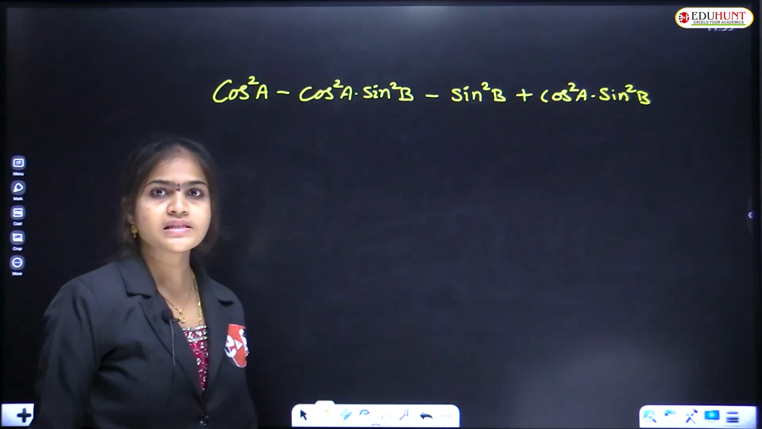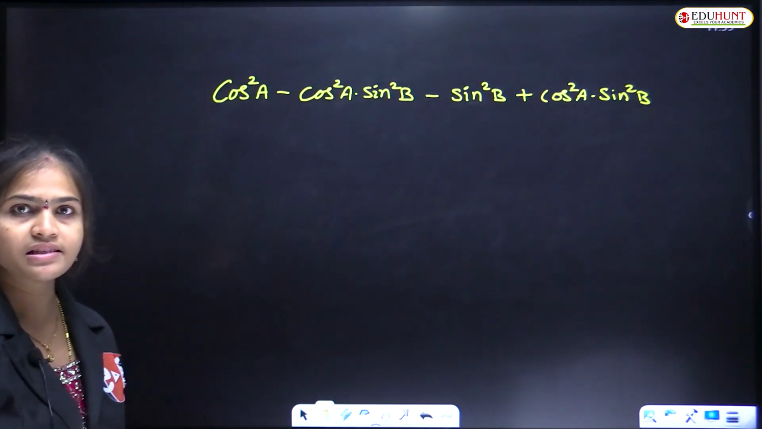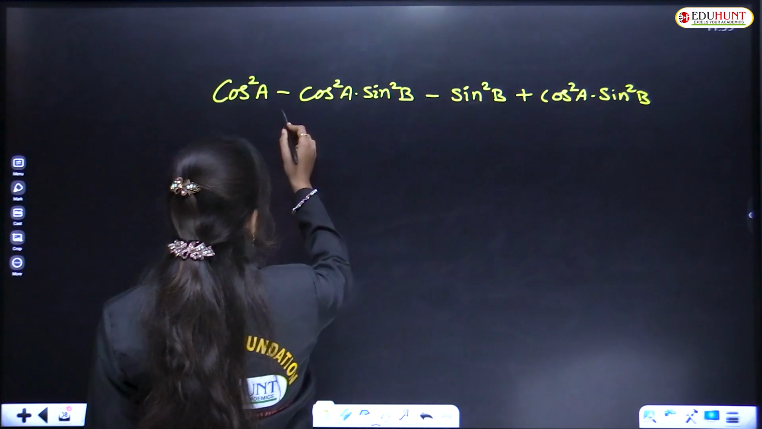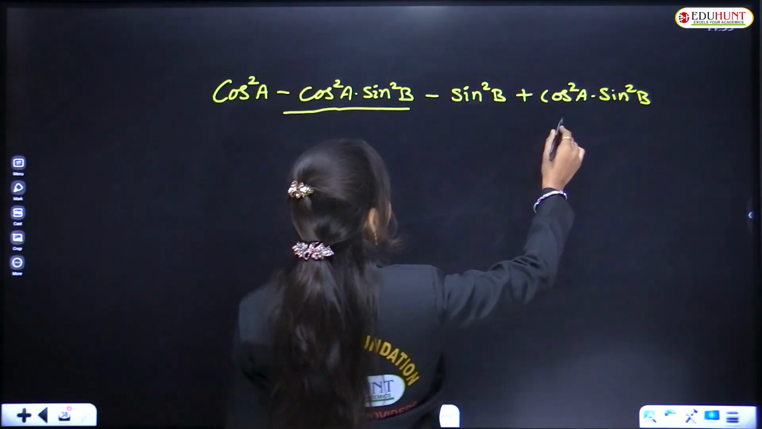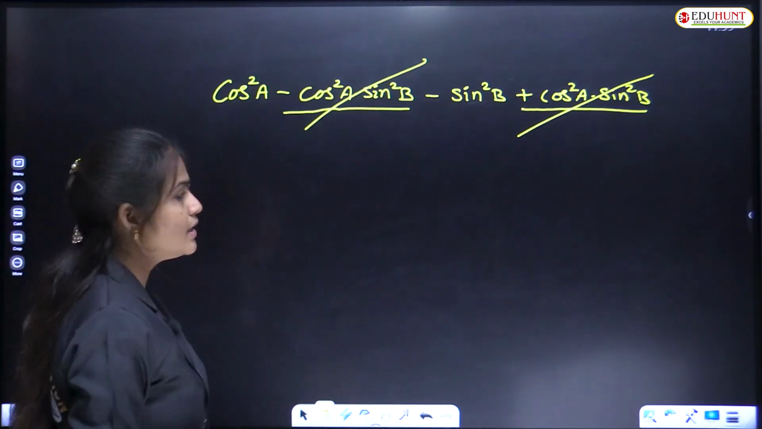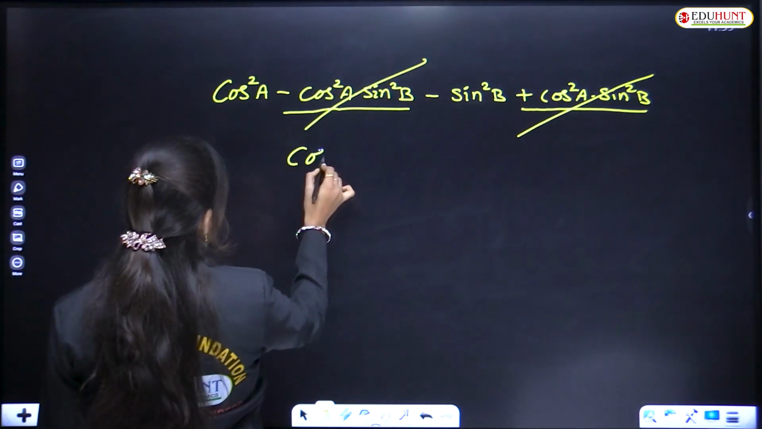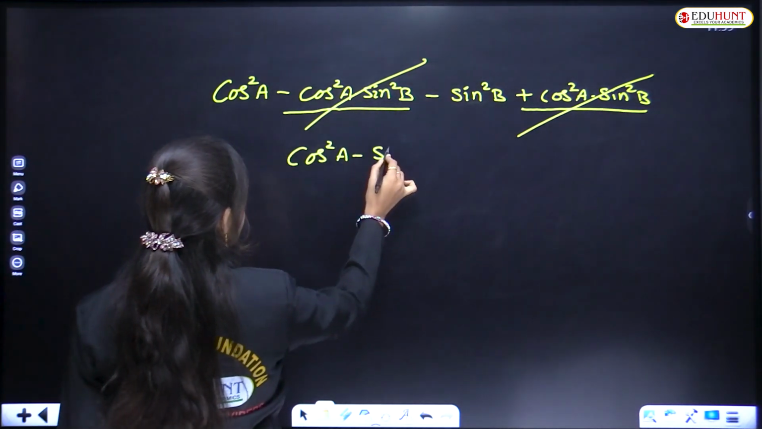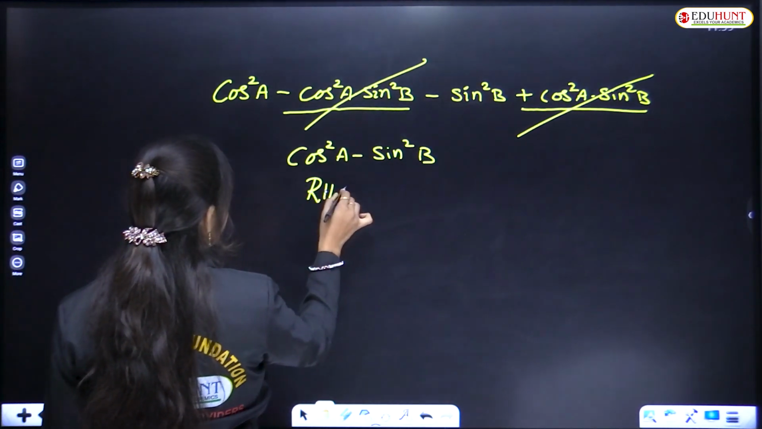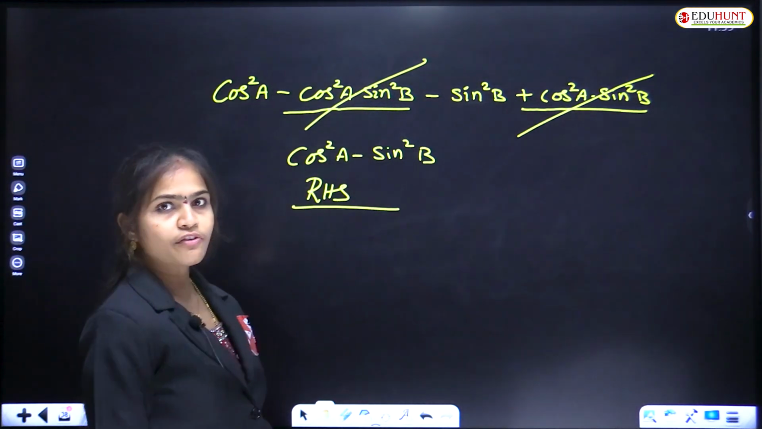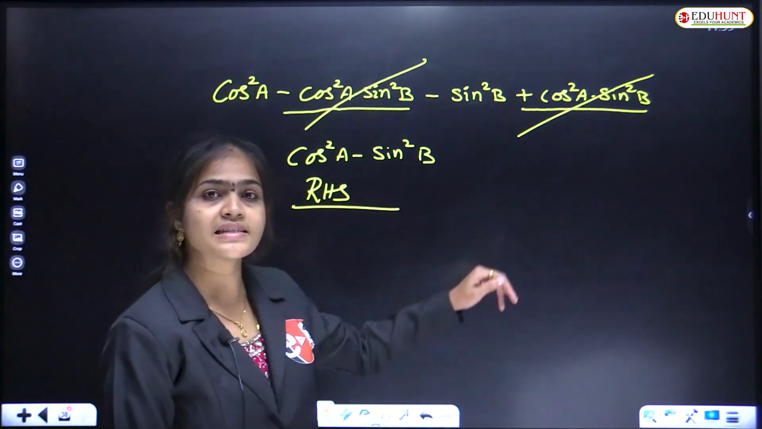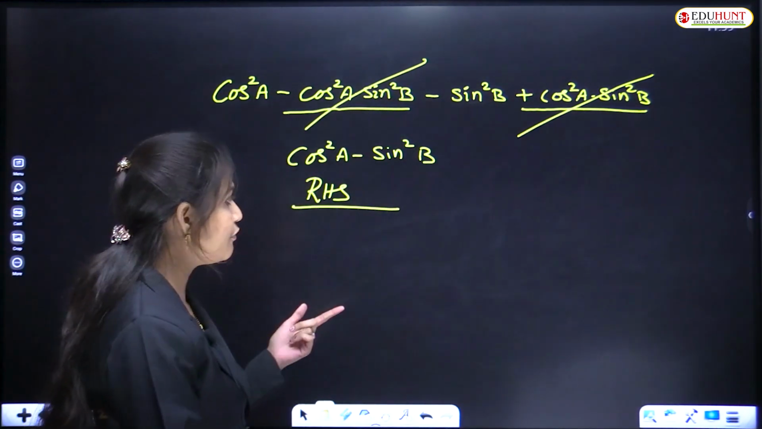Okay children, now is there any possibility for cancellations? Yes, see that, any cancellations possible or not? Here minus cos square A sine square B and here plus cos square A sine square B get cancelled. So finally the leftover terms are cos square A minus sine square B. This is the first formula we got. So cos of A plus B into cos of A minus B is equal to cos square A minus sine square B. So there is another formula also.